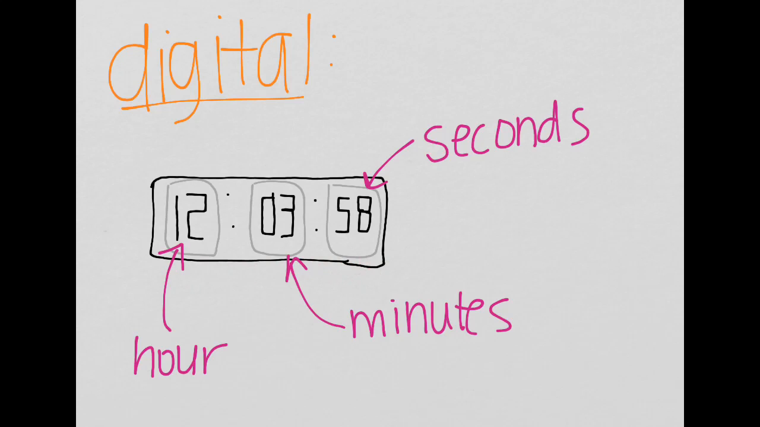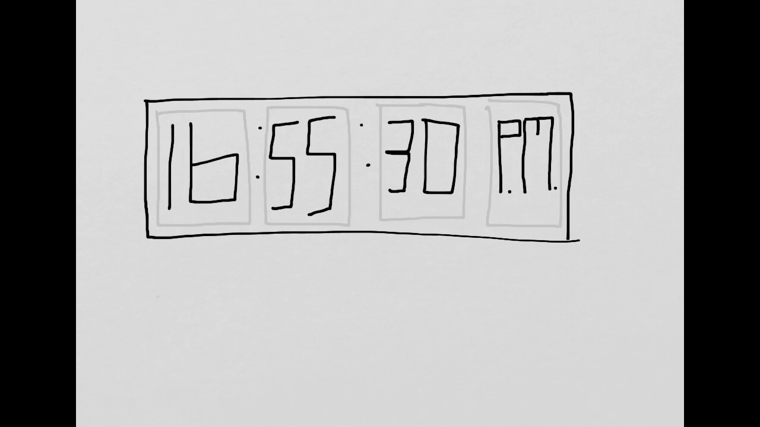So with this clock, the first little box tells you the hour. So looking at here, we see it's 12 o'clock. The second little box tells you the minutes, so we see that's 12:03. And the third little box tells you the number of seconds, so we see that's 12:03:58, or 12 hours, 3 minutes, and 58 seconds.